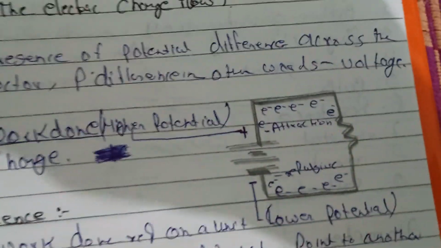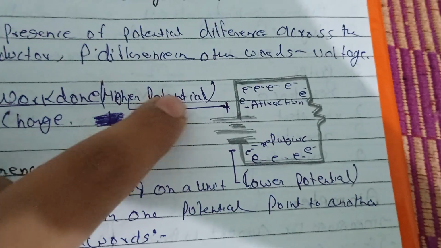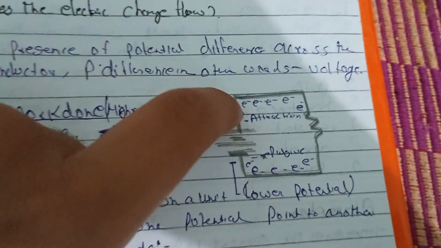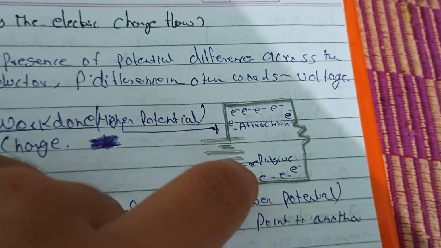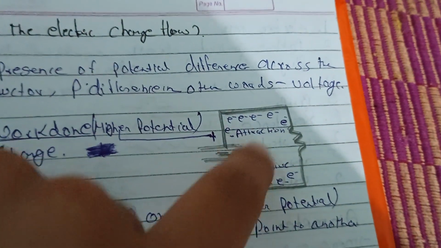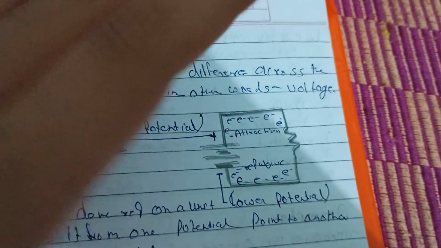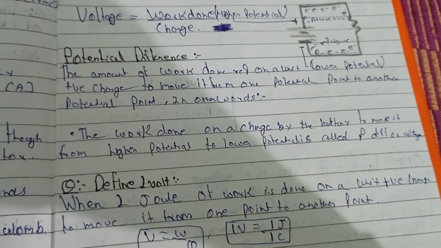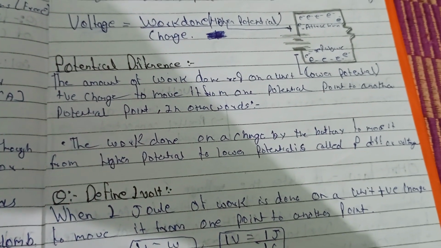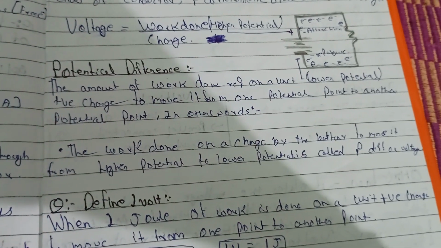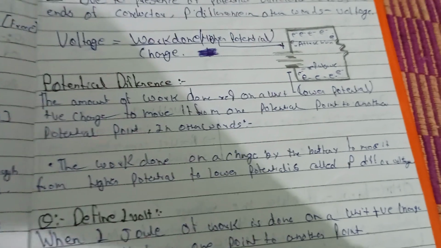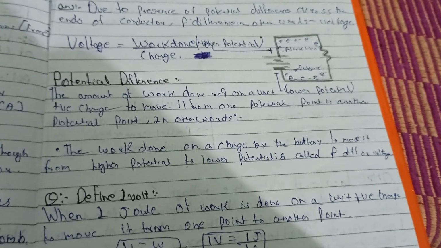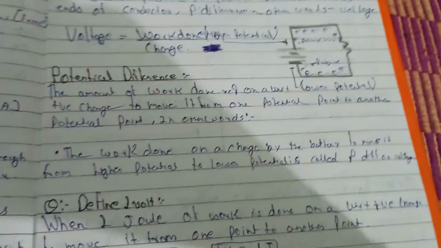There is an example. There is a higher potential point which is positive, and a lower potential point which is negative. The electron flows from higher potential to lower potential. This is attractive and this is repulsive. So potential difference is the amount of work done on a unit positive charge to move it from one potential point to another. In other words, the work done on a charge by the battery to move it from high potential to low potential is called the potential difference.